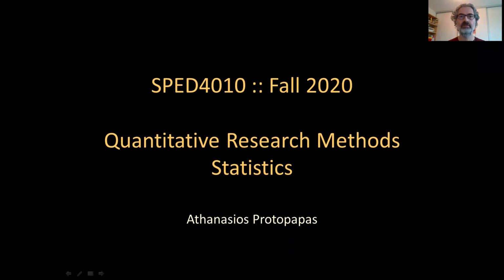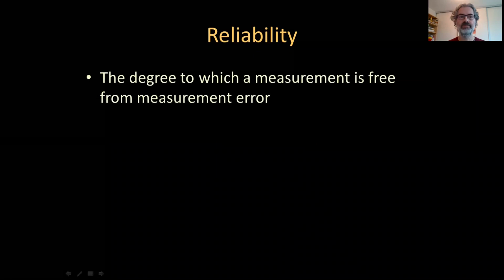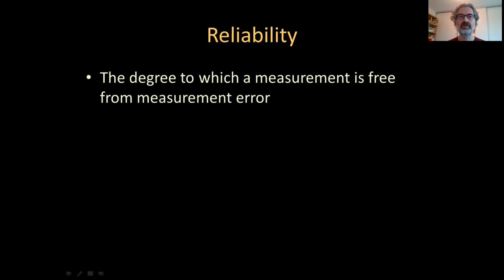In this video, we will talk about reliability. Reliability is a property of a measurement that has to do with the degree to which the measurement is free from error. The idea is that when you measure something, for example, when you administer a test to someone and you obtain a test score, that is your measure, your variable.